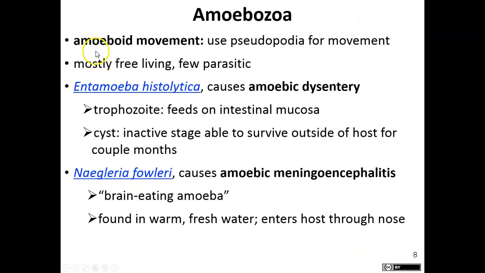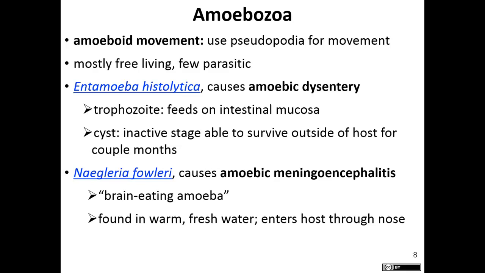So let's look at some of the organisms in each group. Amoebozoa, they all move via amoeboid movements. They have what we call a pseudopod, a false foot, that allows them to move around. They are mostly free-living, but there are some that are considered very important parasites. Entamoeba histolytica causes dysentery, amoebic dysentery, and dysentery is serious diarrhea.